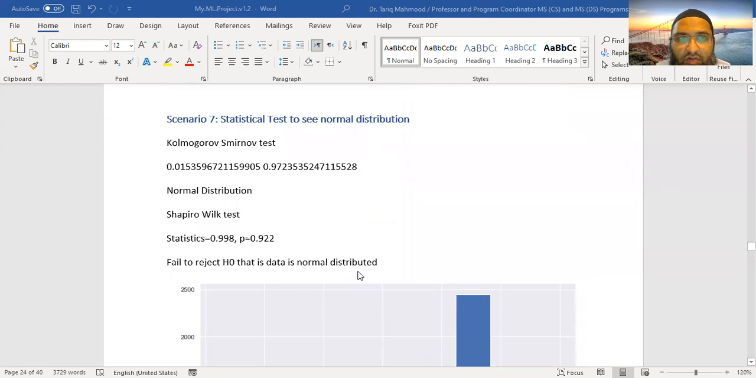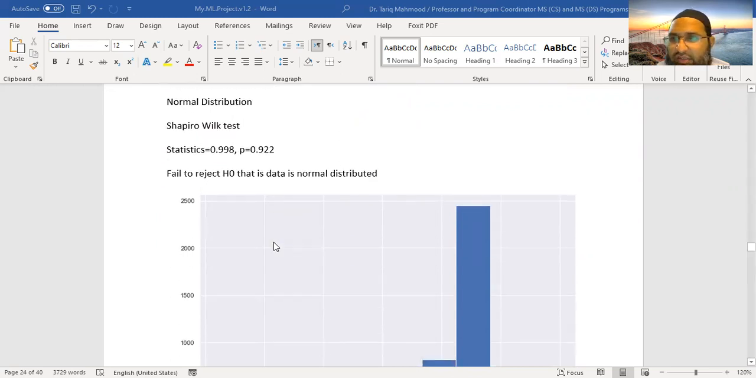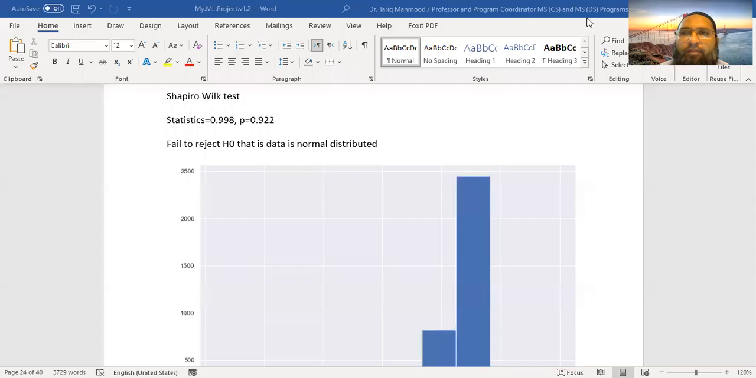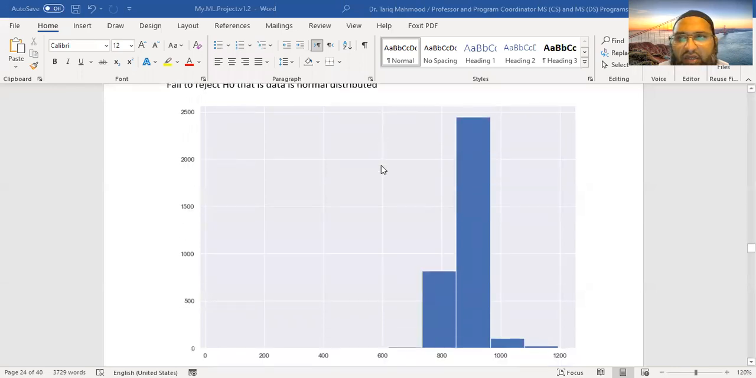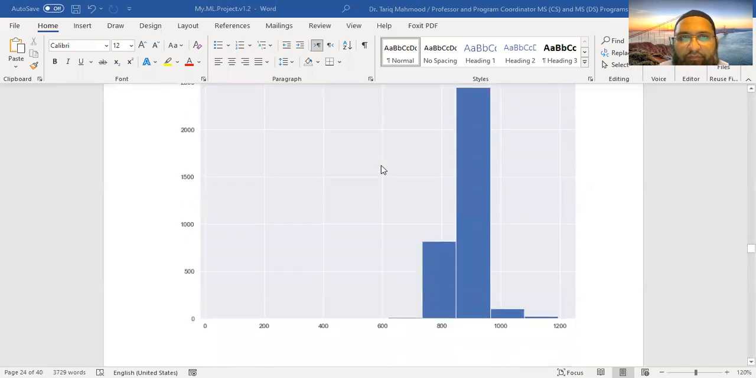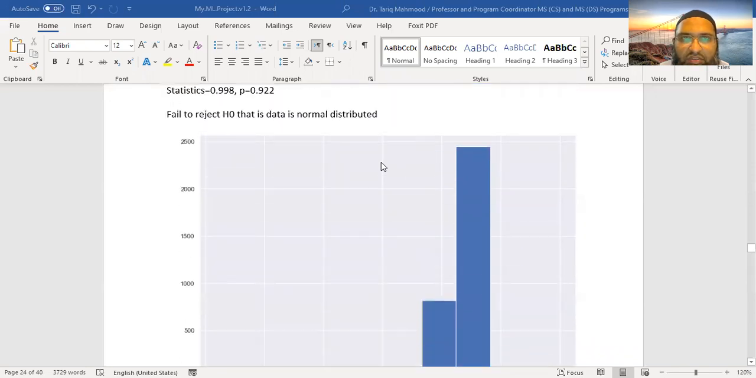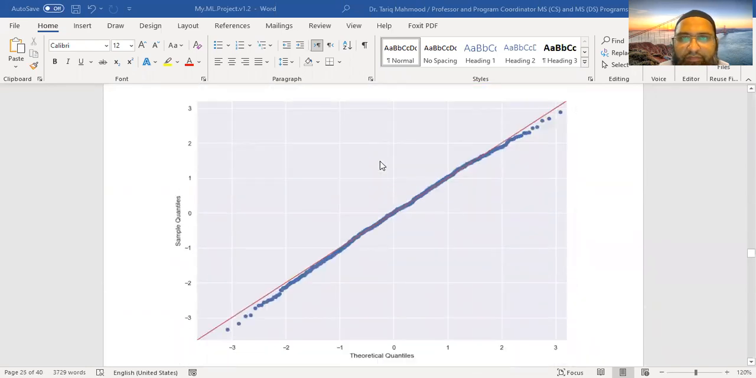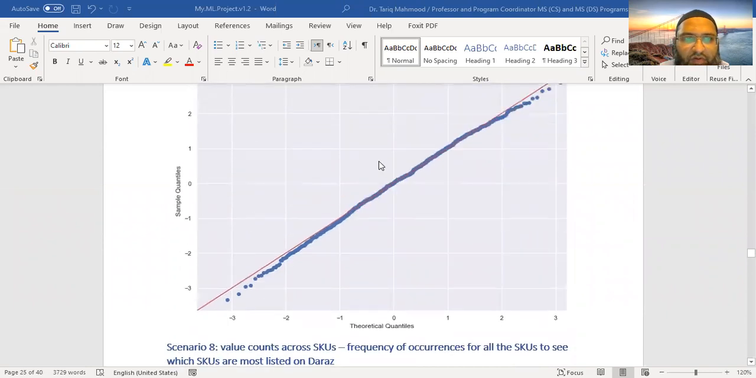Now a statistical test to see the normal distribution. We have the Kolmogorov-Smirnov test, and we also have the Shapiro-Wilk test, where the p-value is very, very high. So we failed to reject the null hypothesis that the data is normally distributed. So that means we can't reject that. In this case, the data is not absolutely non-normal, because that's the null hypothesis. And the quantile plot seems pretty good.